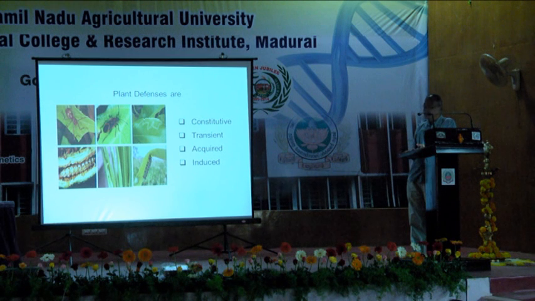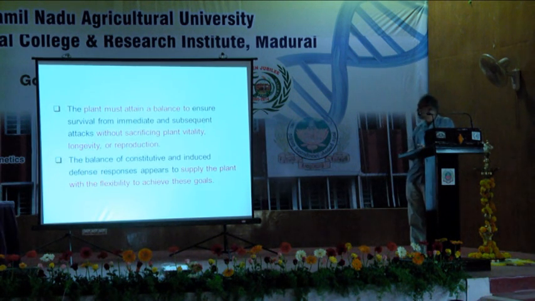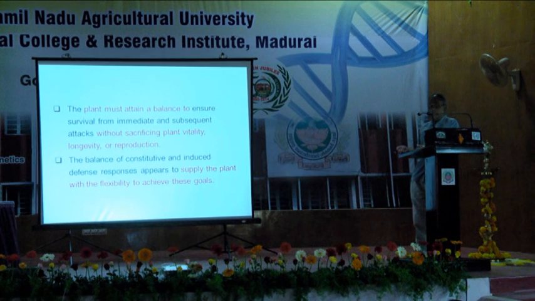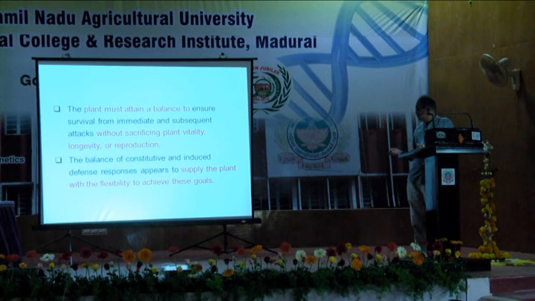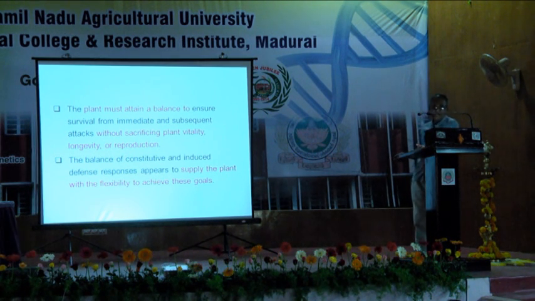So these are some of the plant defenses which the plant has against insects when they are attacking. But when insects are attacking the plant, it must attain a balance to ensure survival from immediate and subsequent attacks without sacrificing the plant's vitality, longevity and reproduction. And it has to supply the plant with flexibility to achieve these goals. If this is not possible, the plant cannot survive.